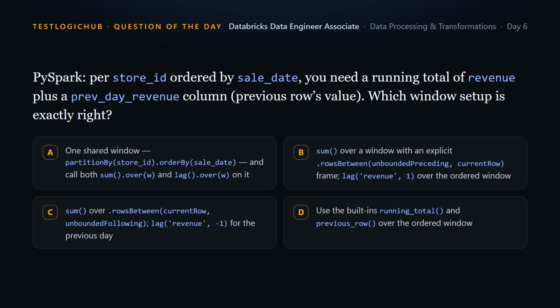A. One shared window, partitioned by store ID, order by sale date, and call both sum over and lag over on it. B. Sum over a window with an explicit rows between unbounded preceding and current row frame, and lag revenue, 1 over the ordered window. C. Sum over rows between current row and unbounded following, and lag revenue, -1 for the previous day. D. Use the built-in functions running total and previous row over the ordered window.